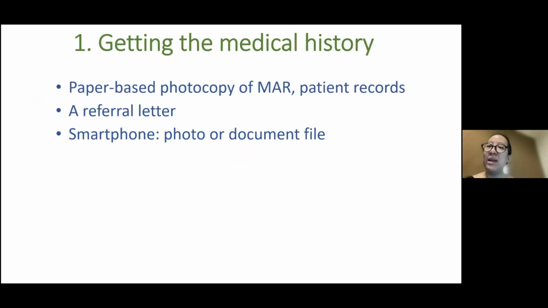The first one, try to get the medical history before you see the patient. When I was in Canada, the clinic manager would call the nursing homes or the patient's next of kin to provide paper-based photocopies of the medical records and the list of medication. You can have a printed referral letter, but now mostly we don't even have to use paper-based photocopies anymore. It comes as a photo or document file that the patient can show us from the smartphone.